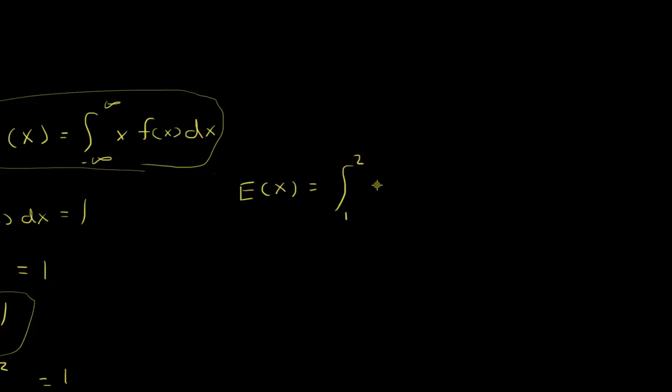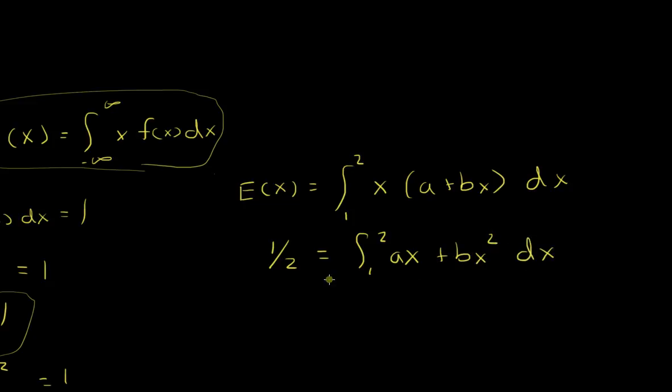From 1 to 2, x times a plus bx, that's what f of x is, dx. Okay, so now we're given that the expected value is 1/2, so let's write that over here on the left-hand side. All right, let's go ahead and distribute that x. So this becomes ax plus bx squared dx.